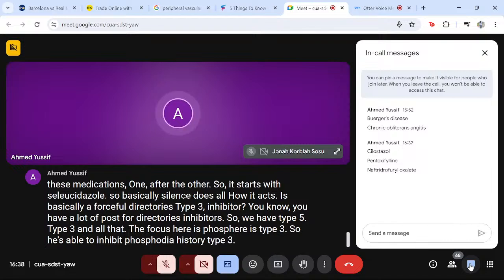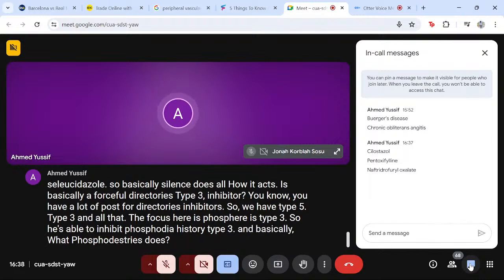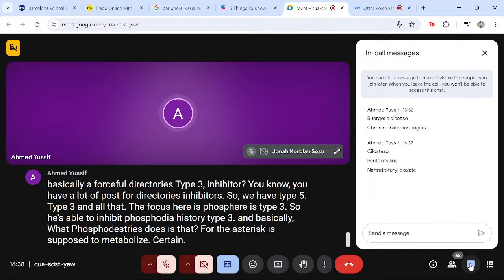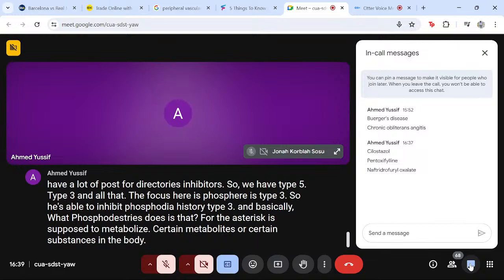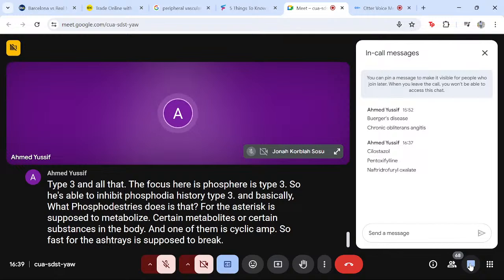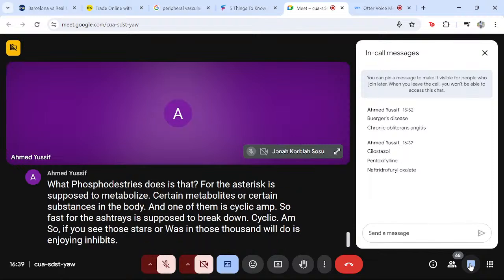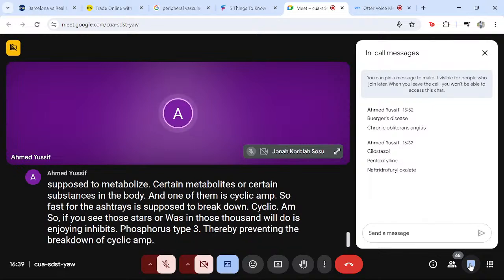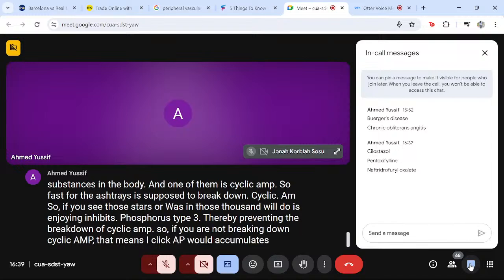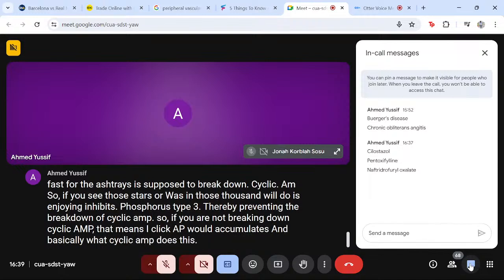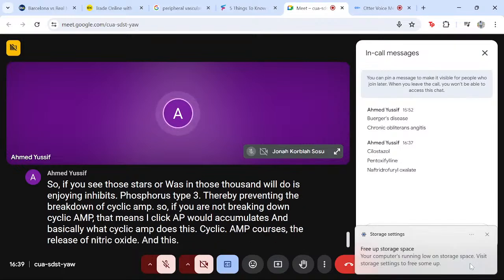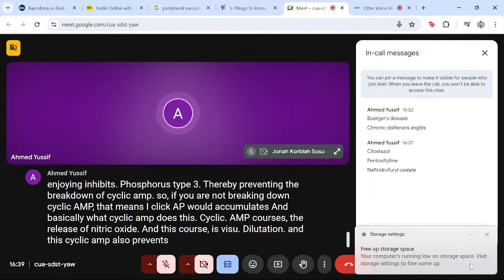And basically, phosphodiesterase is supposed to metabolize certain substances in the body, and one of them is cyclic AMP. So phosphodiesterase is supposed to break down cyclic AMP. So if you give cilostazol, it will inhibit phosphodiesterase type 3, thereby preventing the breakdown of cyclic AMP. So cyclic AMP would accumulate. And cyclic AMP causes the release of nitric oxide, and this causes vasodilatation.